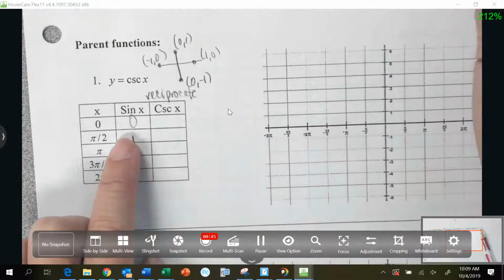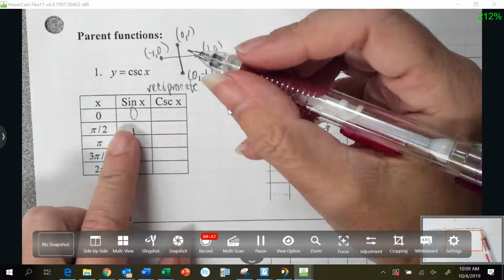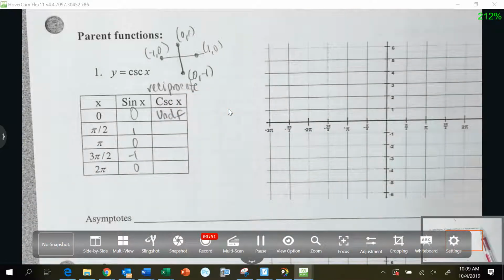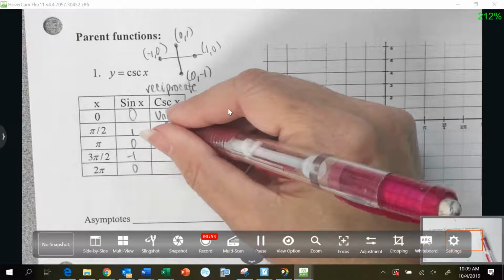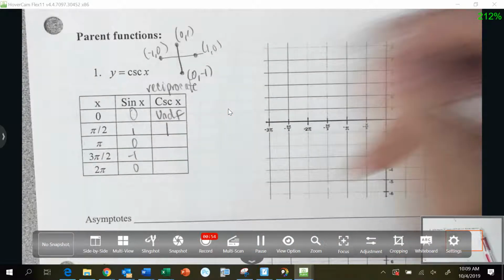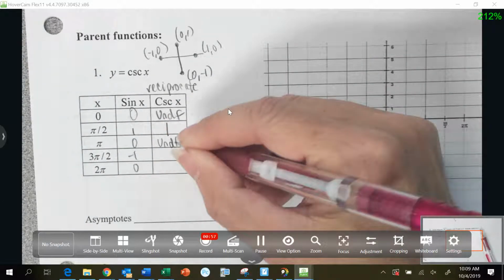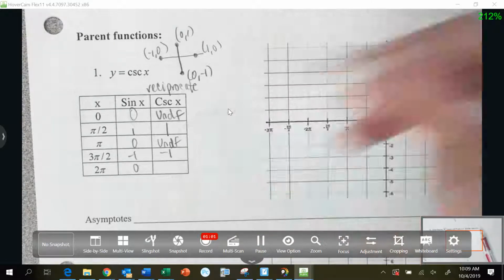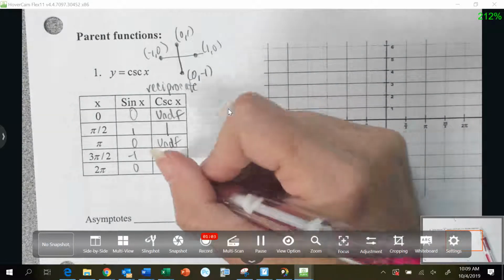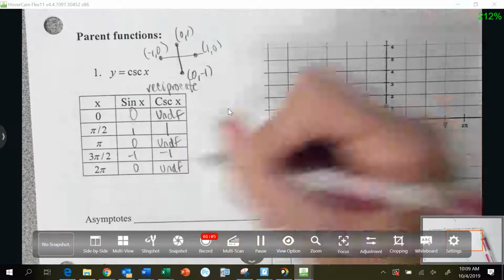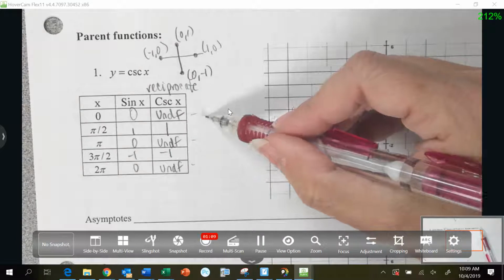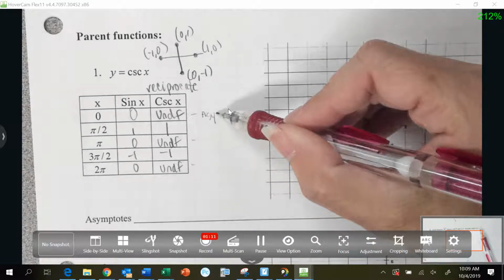So what is the reciprocal of 0? It's undefined. What's the reciprocal of 1? 1. What's the reciprocal of 0? What's the reciprocal of negative 1? Negative 1. And the reciprocal of 0? Undefined. So what's happening is every place that we have an undefined, we have something called an asymptote.